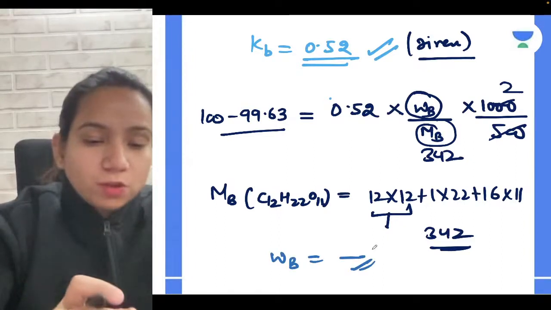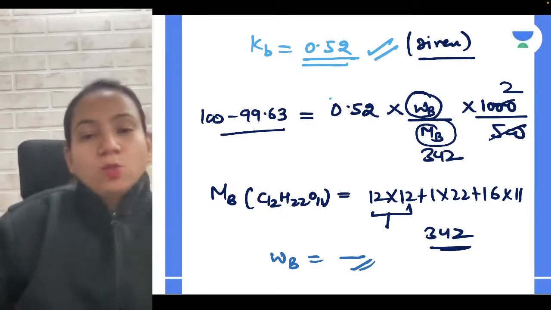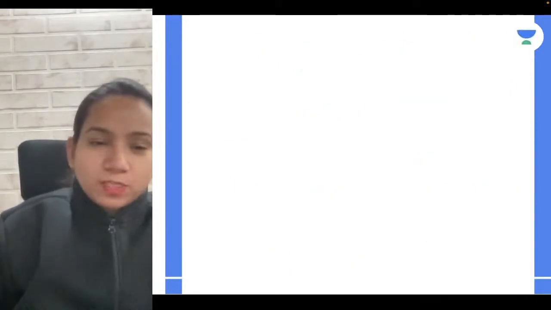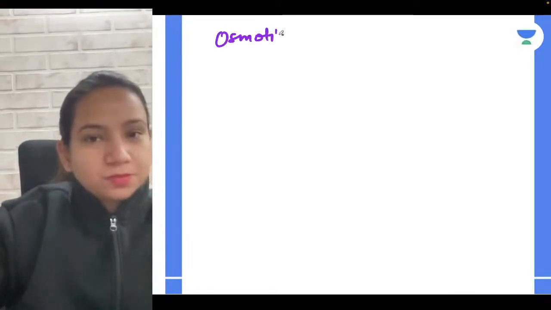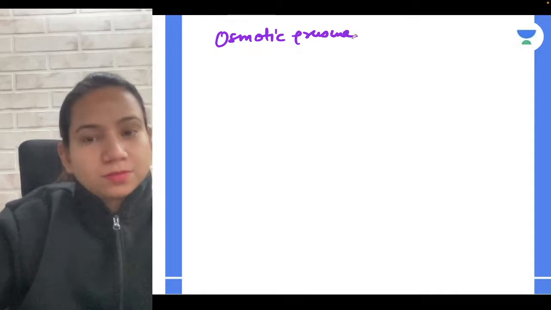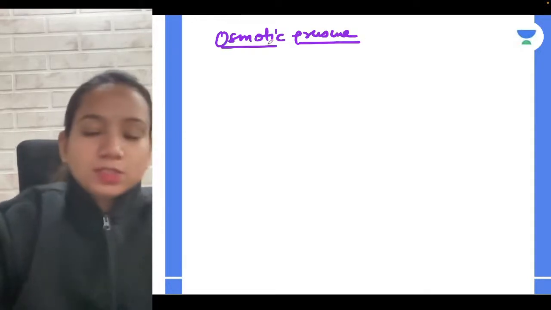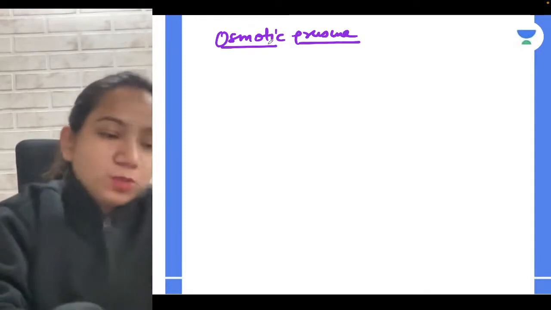So let's just talk about the next thing, which is the next colligative property, that is nothing but osmotic pressure. So let's just start with it. Okay, so let's just discuss the next colligative property, which is osmotic pressure.